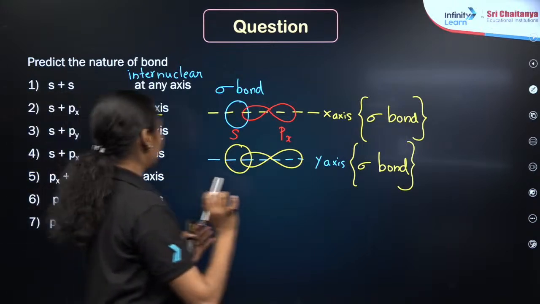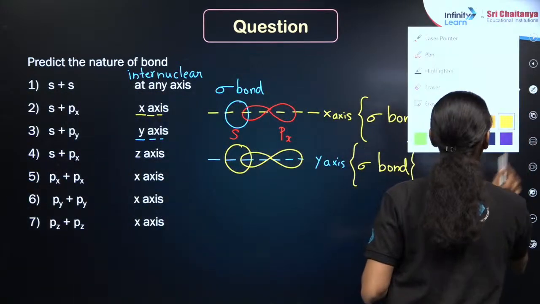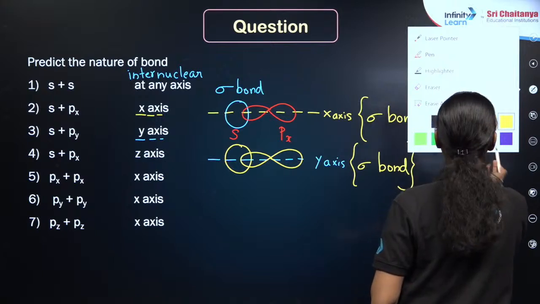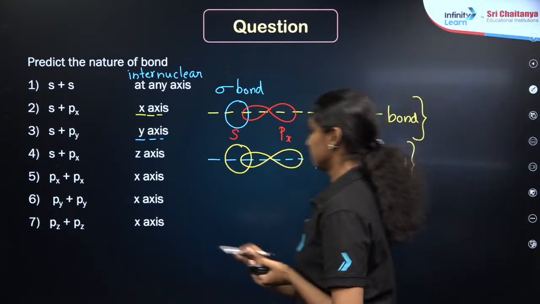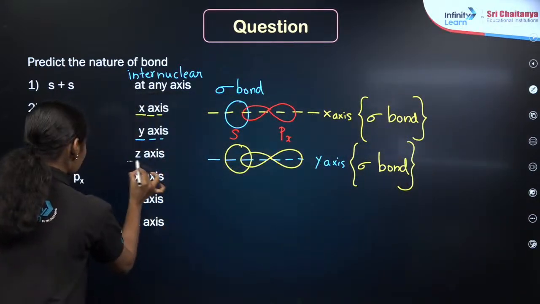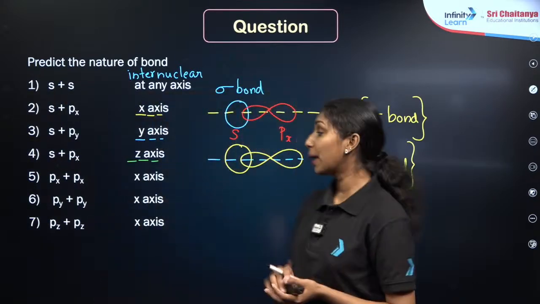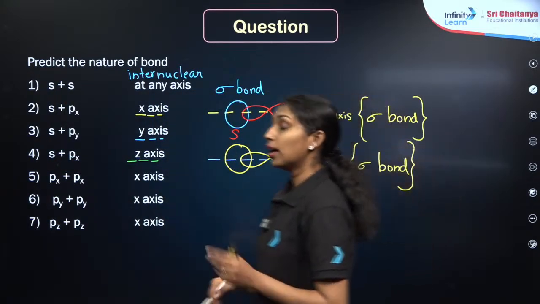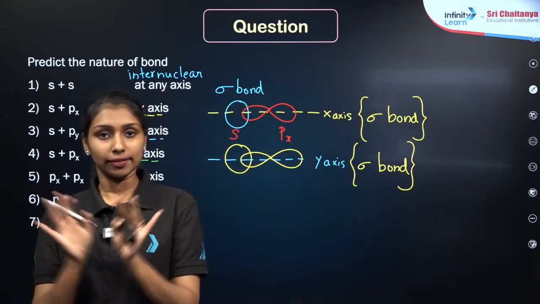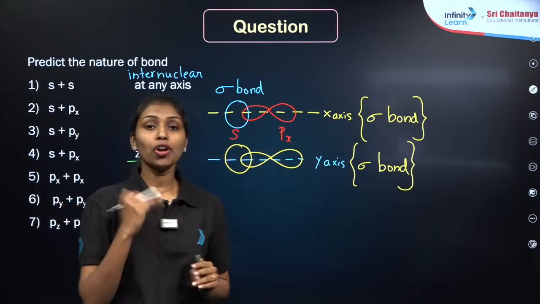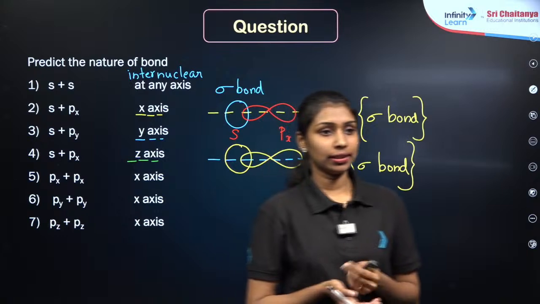Now, just give me the answer about the fourth one, whether it is forming sigma bond or pi bond. S plus Px, which is given that internuclear axis is z axis. First, you have to draw the internuclear axis and make it as z axis. Then draw the s orbital and px orbital. Then just check whether it is having the overlapping of head-on overlapping or sideways overlapping. That will be the answer.